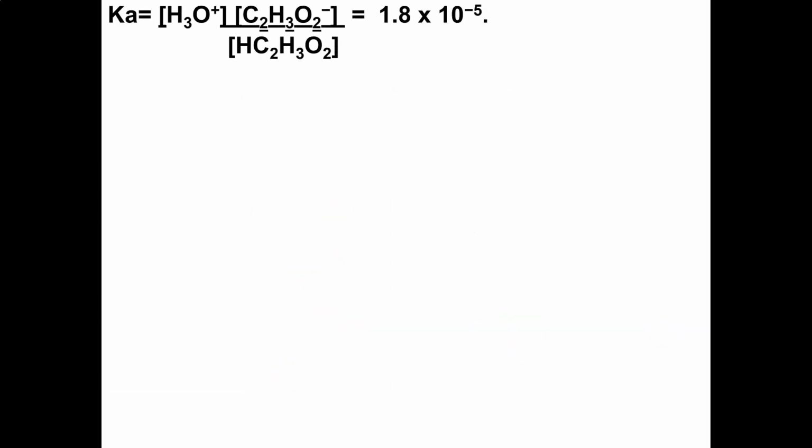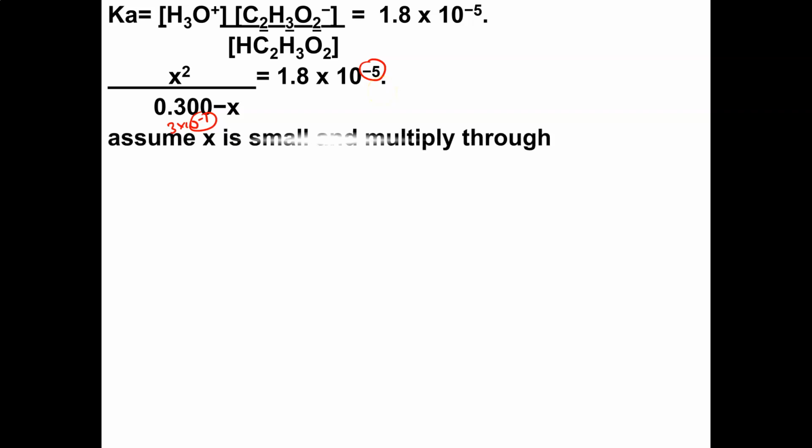Now the math. So remember, first thing you do is write your expression without the numbers. Now you plug in your numbers. So what can I do at this point? Can I assume x is small? I can't do perfect square, right? So I'm going to go with x is small, because if you look at this, this is 3 times 10 to the negative 11. This is negative 5. This is 3 or more apart, so I can assume x is small. That's what I'm going to do.